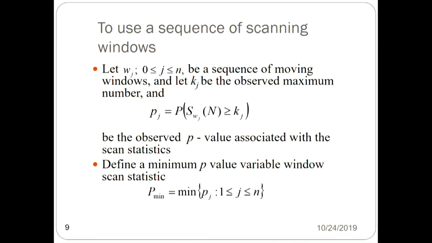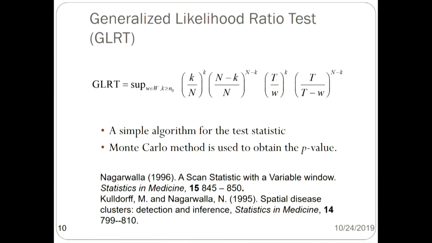If this p-min test statistic is significant, meaning the p-value is less than 5%, then we say yes, there is clustering of events in a certain interval, and we should be able to locate the interval and its length. I will give an example to show how to find the location and the length of the interval. And I would also like to introduce the generalized likelihood ratio test.